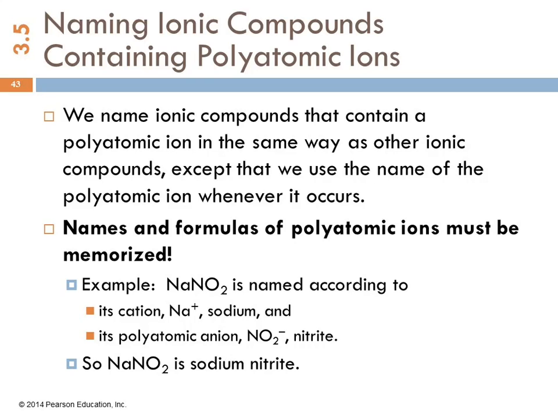Then we have ionic compounds with polyatomic ions. It follows the same pattern. You name the cation and you name the anion. It's just that now the anion is more complicated and basically has a name that you have to memorize. I already made you memorize a whole bunch of them.